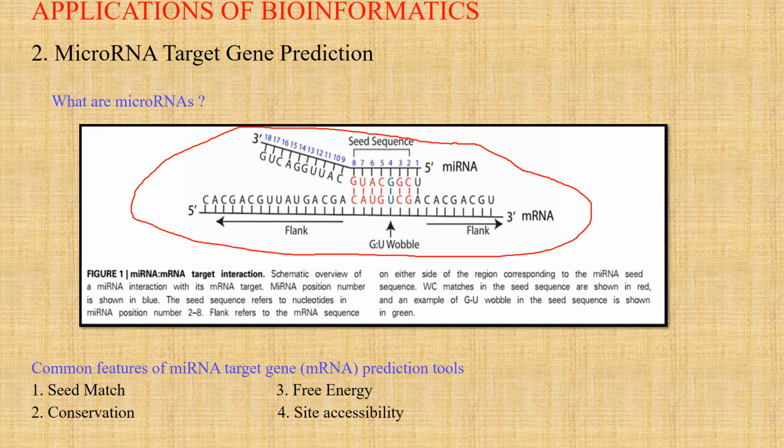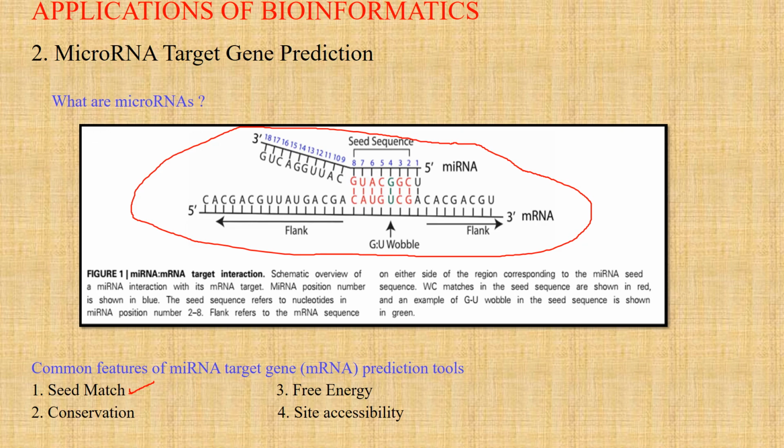There are many common features of microRNA target gene prediction tools. Some make use of the seed match. Like we said, this is the seed region. So, when this seed region binds to a messenger RNA, what condition should be fulfilled such that this messenger RNA is taken as the target gene for this microRNA?